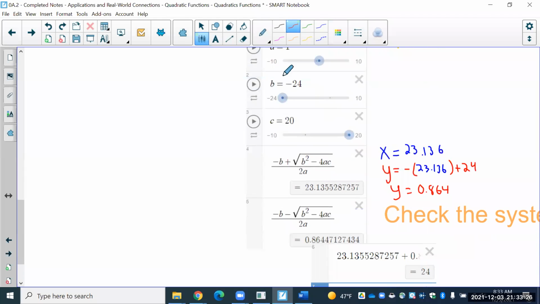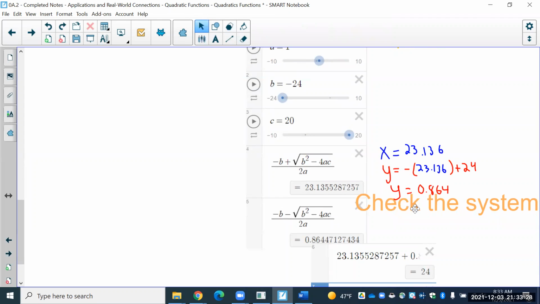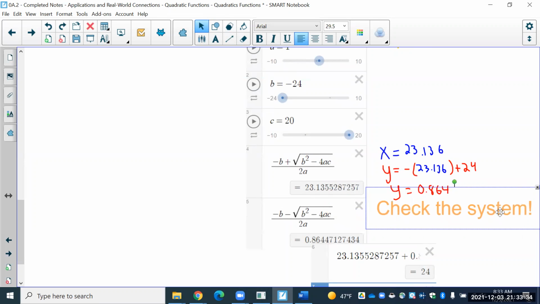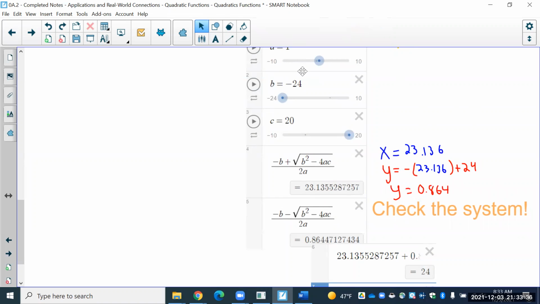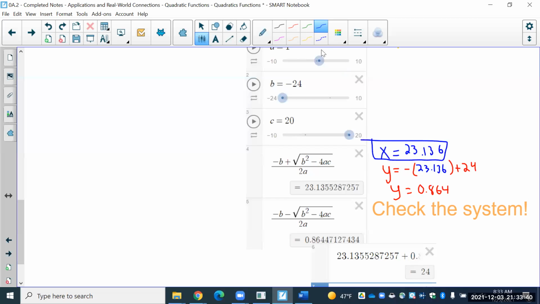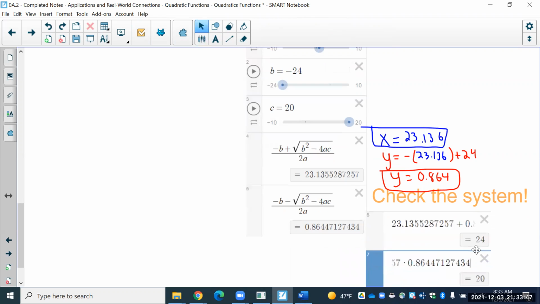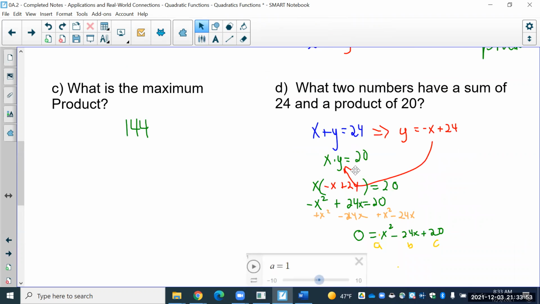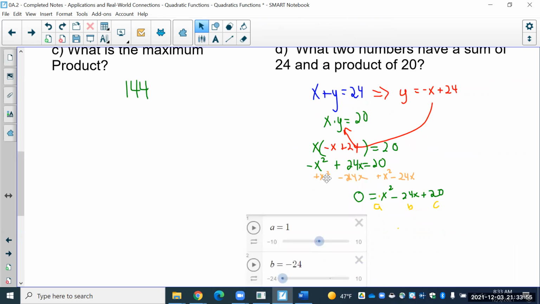So what do I mean by check the system? What's interesting about this is if I were to actually take these two answers, because remember the answer that we have is this is x, right? This is x, and this is y. It actually checks out beautifully when I put it in Desmos. And to save a little time here, you can see that I added them together and got 24, and then I multiplied them together and got 20, which is what it says. I should add them to get 24 and multiply them to get 20.